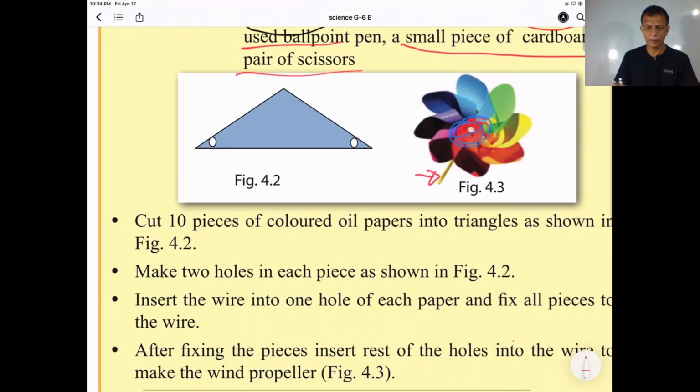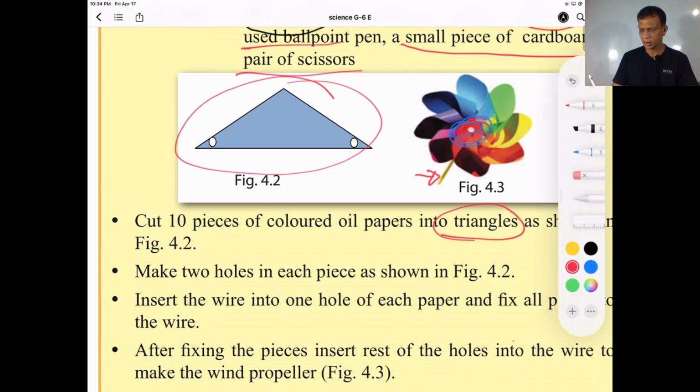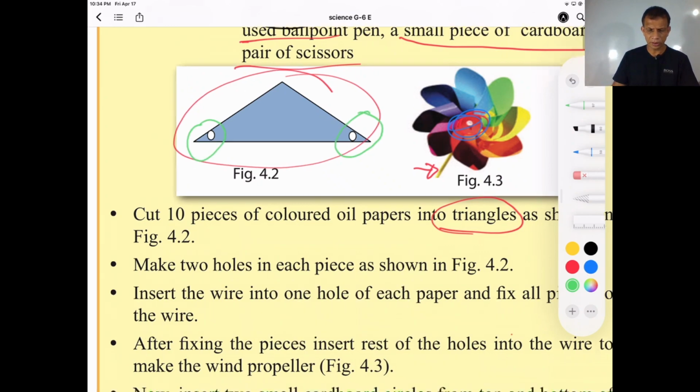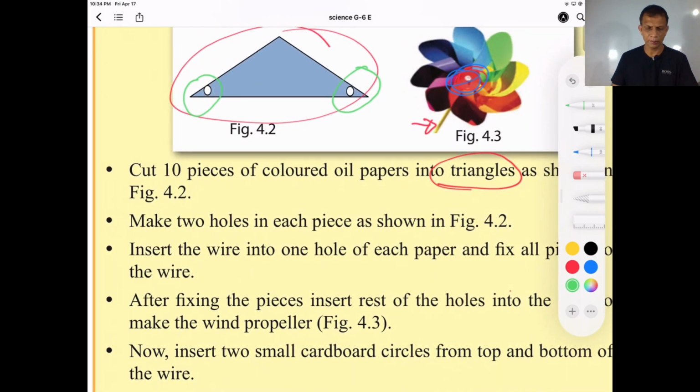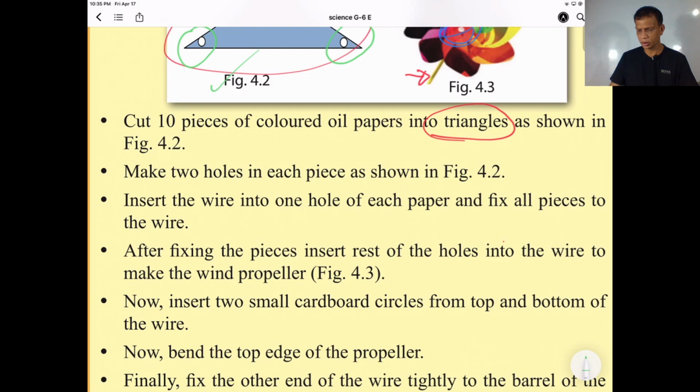You have to cut the papers in triangular shapes, and make holes at the end, as I am going to show you with my green color. And make 2 holes in each piece as shown in figure 4.2, as I have already shown you. And insert the wire into 1 hole of each paper and fix all pieces to the wire. After fixing the pieces, insert the rest of the holes into the wire to make the wind propeller.